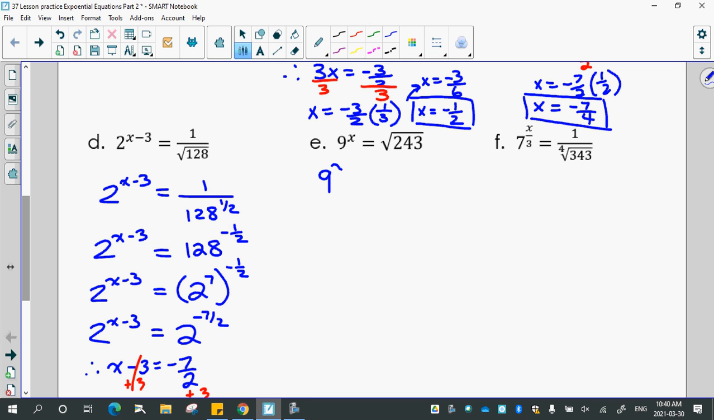Next one should be pretty straightforward. First off, I would rewrite this side as 243 to the 1/2. Okay, and then I would see I can't write 243 as 9 to the something, because 9 to the 3rd is already 729. 9 squared is 81, so I get my common smaller base of 3. 243 is 3 to the 5th. Then you have power to exponent on both sides.